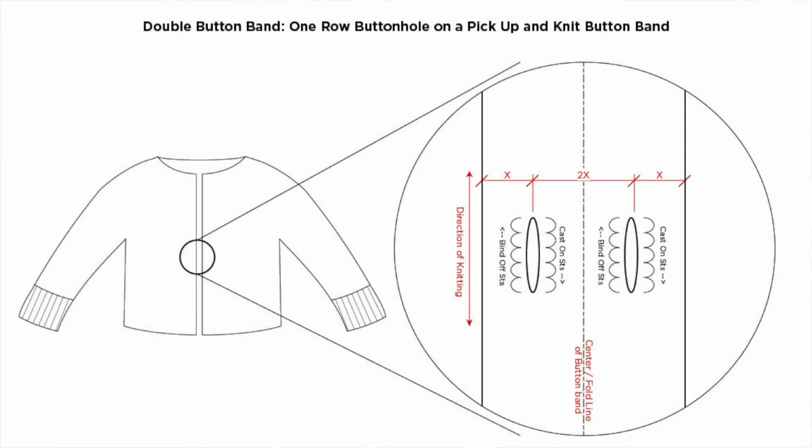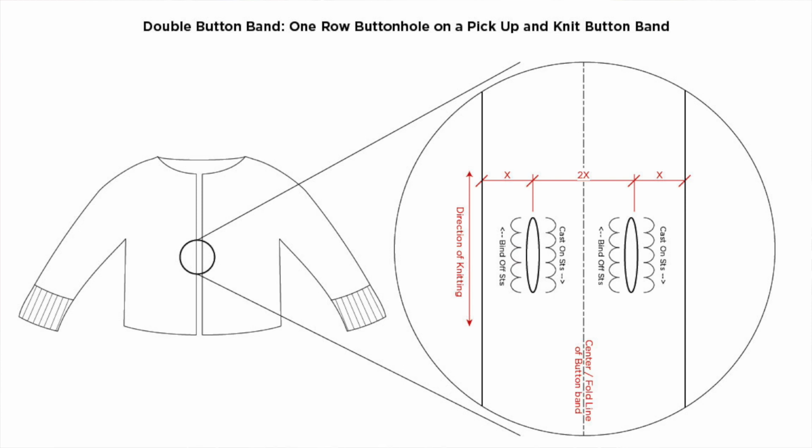So if you were going to be creating a double wide button band, or a doubled button band, with a picked up and knit edge, I think the most common method you would probably see is the one row buttonhole. The construction of the buttonhole itself doesn't change for a double button band. However, twice as many holes will need to be created in the work. The horizontal placement of the buttonhole across the double width of the button band needs to match.